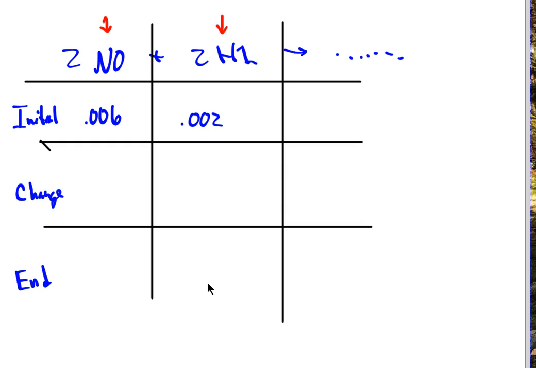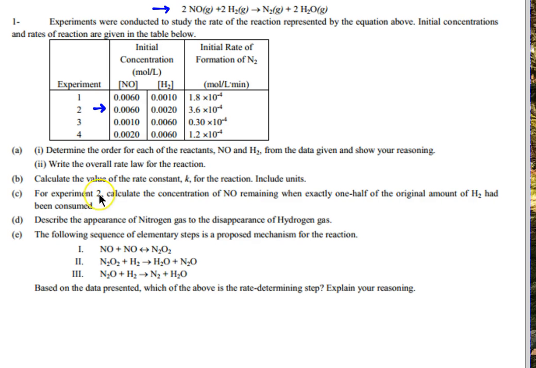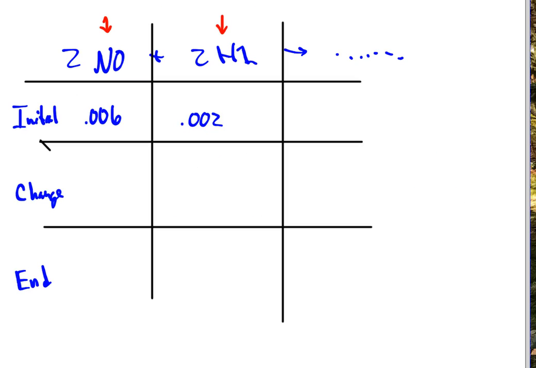Now, that question, one more time, says the following. In experiment 2, calculate the concentration of NO when exactly 1/2 of the original amount of H2 had been consumed. So I know that my change is half for H2, correct? So H2 is going to go to 0.001. Okay, sorry, that's technically, we're going to write that anyway. The end is 0.001. Because that's half of what I started with. Are we okay with that?